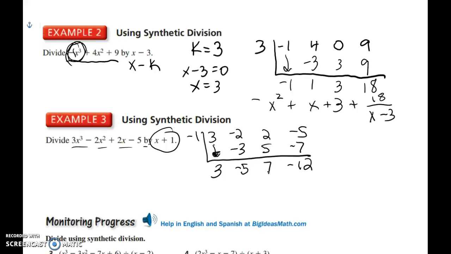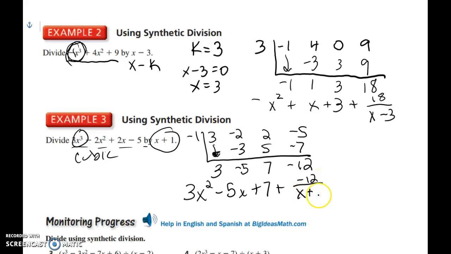Now let's write our answer. Our original polynomial started out as a cubic, or third degree, and our answer will then be a quadratic, or power of 2. So we have 3x squared minus 5x plus 7, and then the -12 will be our remainder, and we always write our remainder over our divisor. The reason we do synthetic division is that it's a lot easier and quicker to complete instead of long division, which sometimes can be a little bit lengthy.